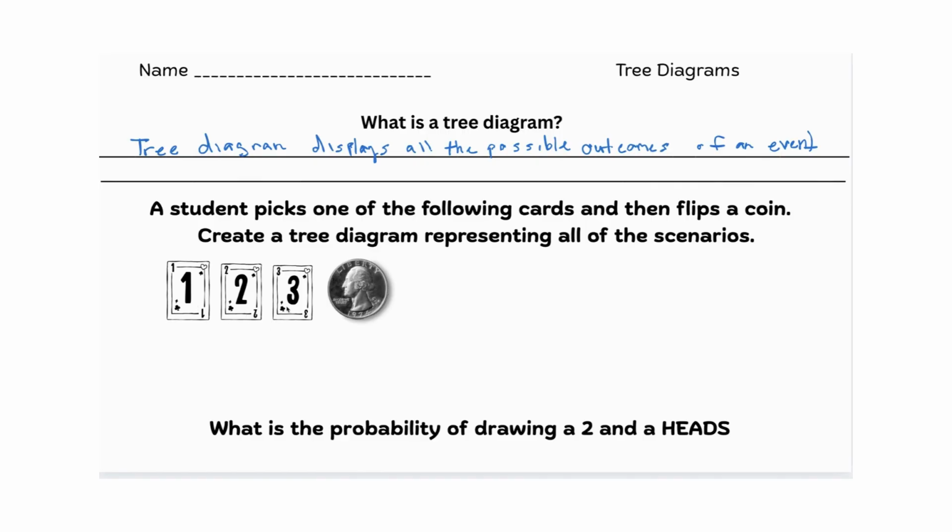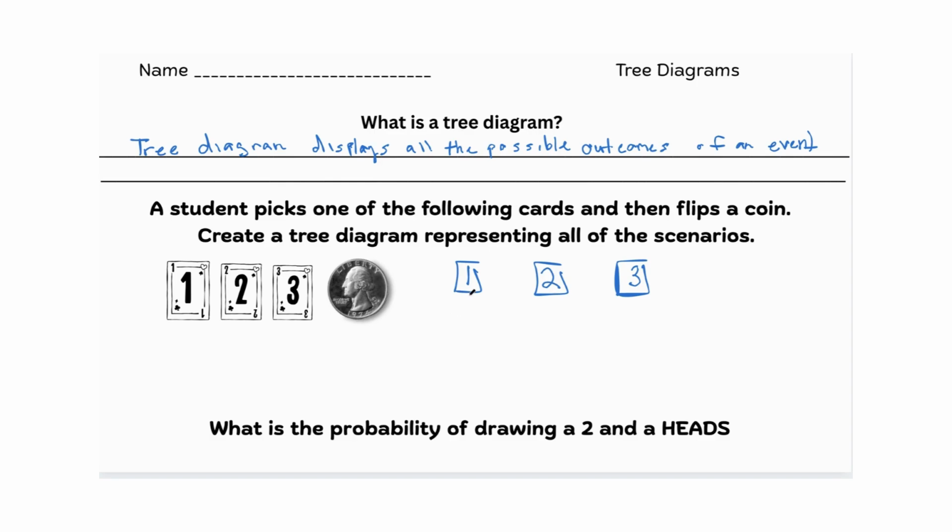The student reaches into a bag or a box, and they have a choice of picking either card 1, card 2, or card 3. So I'm going to put a 1 here, a 2 here, and a 3 here. So this is our first branch of our tree diagram. But then the student flips a coin, and the coin can land on either heads or tails.